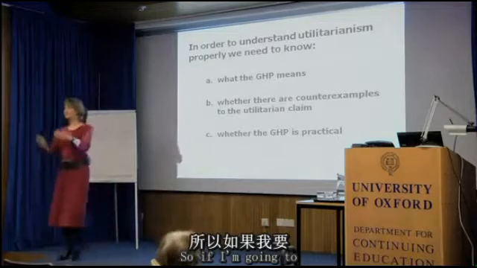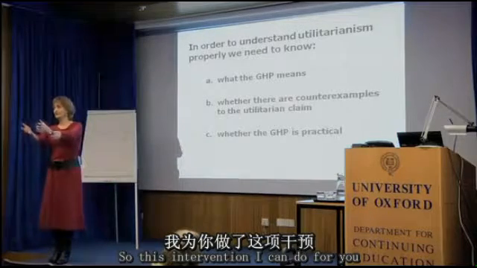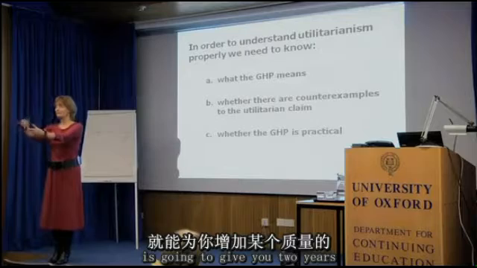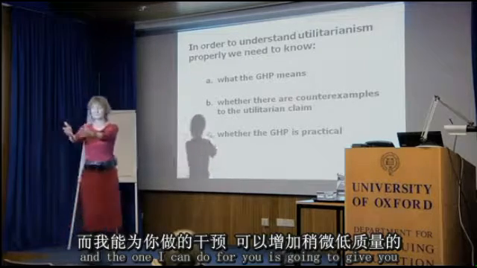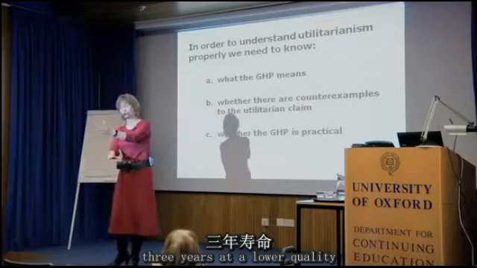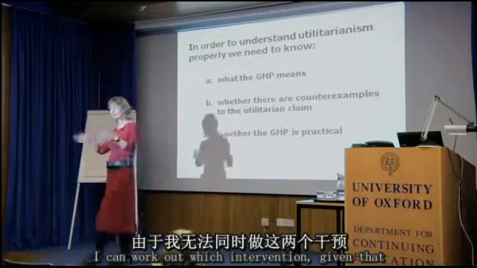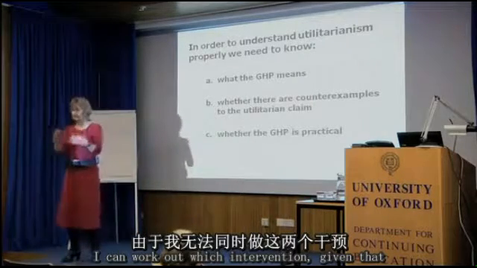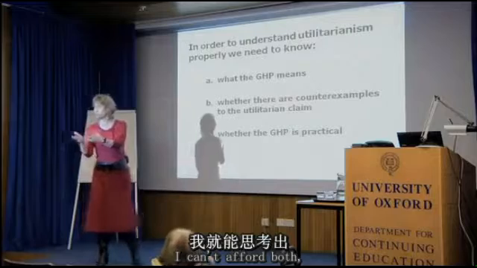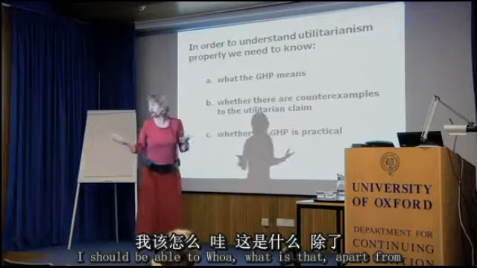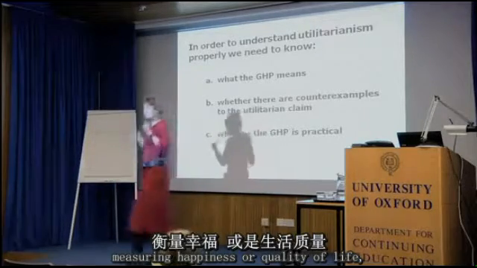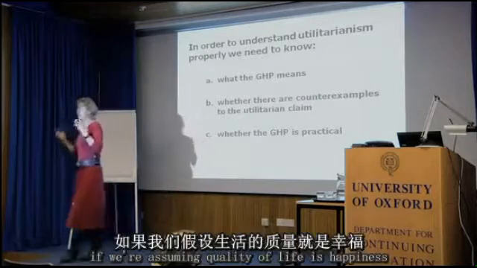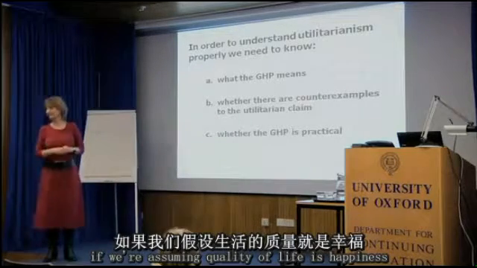So this intervention I can do for you is going to give you 2 years at a certain quality, and the other one I can do for you is going to give you 3 years at a lower quality. I can work out which intervention I should choose, given that I can't afford both. Well, what is that, apart from measuring happiness or quality of life, if we're assuming quality of life is happiness?